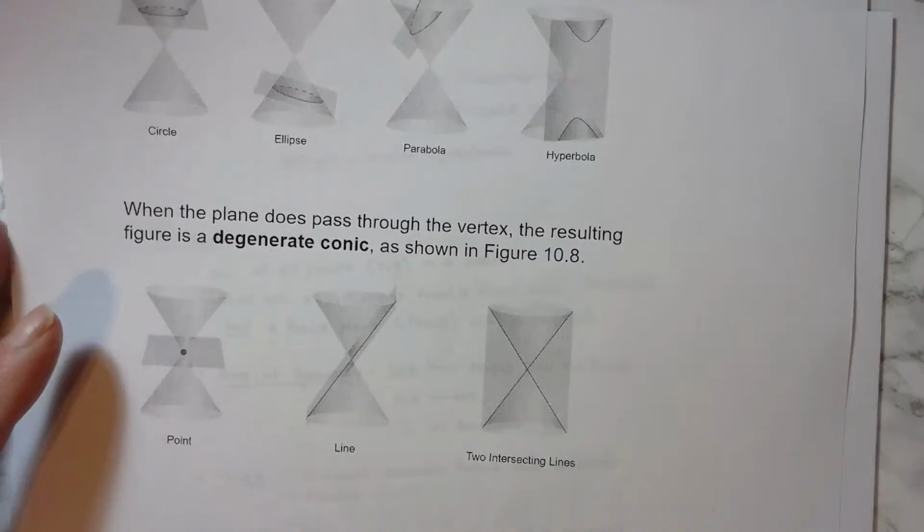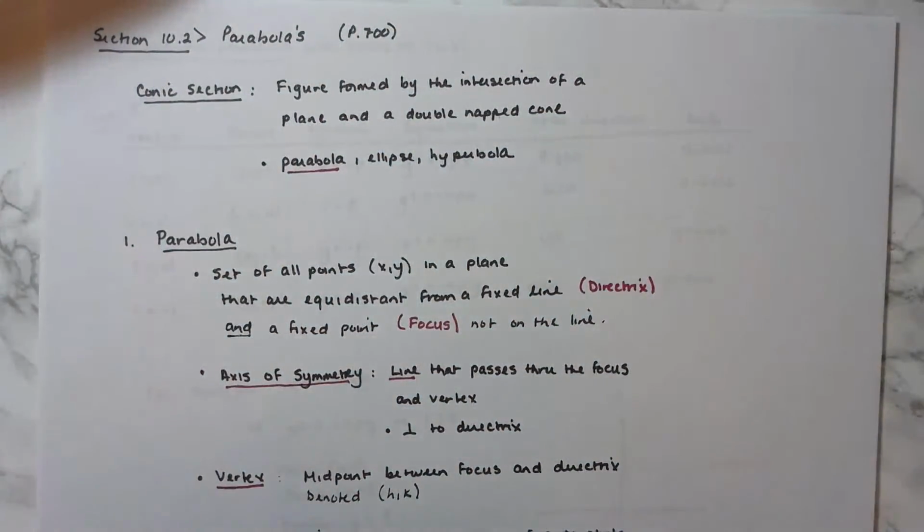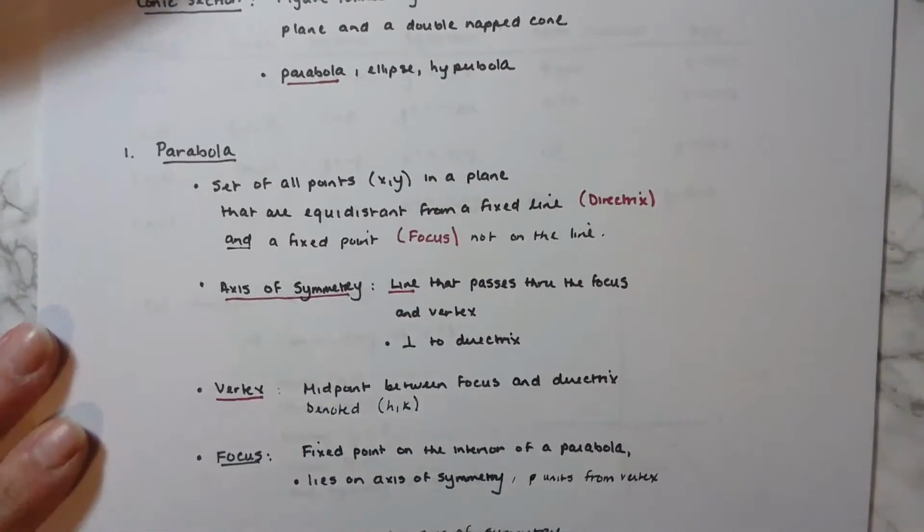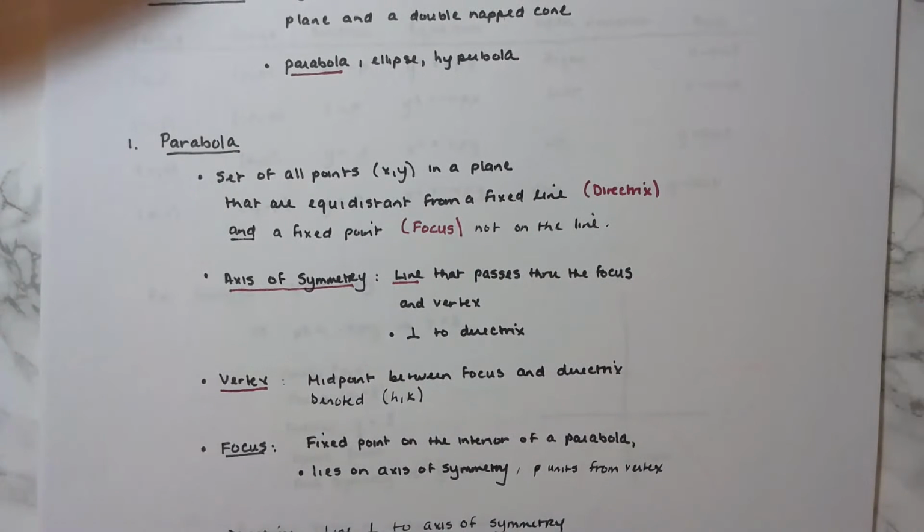It's these two cones that touch at their vertices, and they're sliced by planes at different angles, and you get these conic sections, which we can describe as a parabola, an ellipse, or hyperbola, depending on the characteristics of it. All right. So now let's look at the parabola. A parabola is a set of all points x, y in a plane that are equidistant from a fixed line called the directrix and a fixed point called the focus that's not on the line.